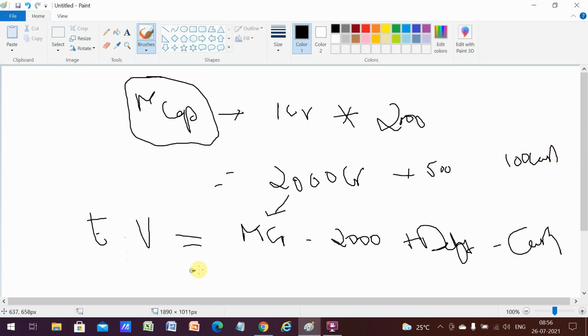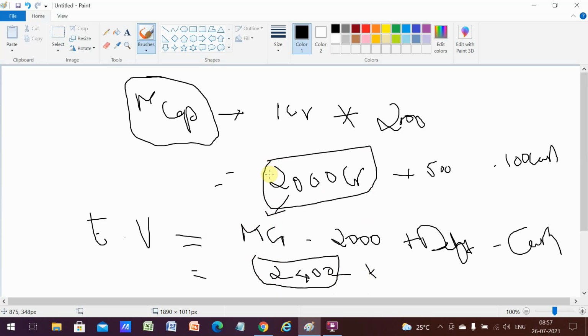So what would the EV be? It would be 2000 plus 500 debt minus 100 crores of cash, that is 2400. So basically, if you want to take over this particular company, you have to buy out the whole company, and this is the amount you are going to spend. That is what the EV means, because once you buy out 100% of the shares, you become the owner.